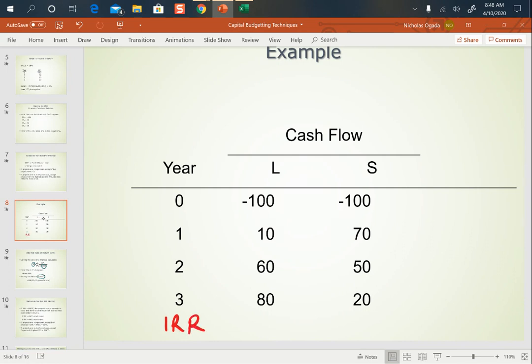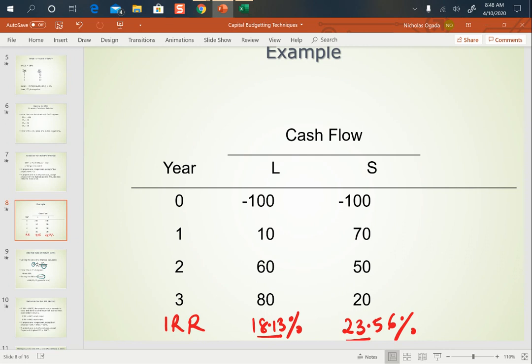for project L is 18.13%, and for project S we found this to be 23.56%. So in other words, again, the assumption of this method is all those cash flows are being invested or reinvested at the internal rate of return, which in this example is going to be 18 for the L cash flows and 23 for the S cash flows.